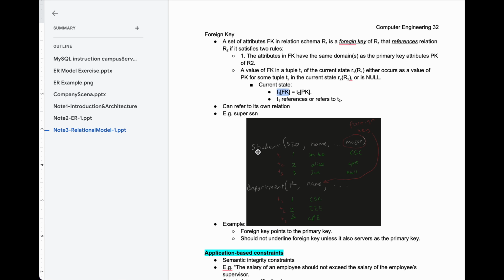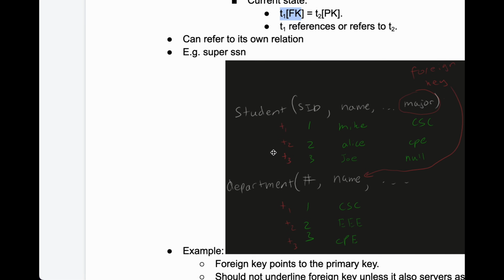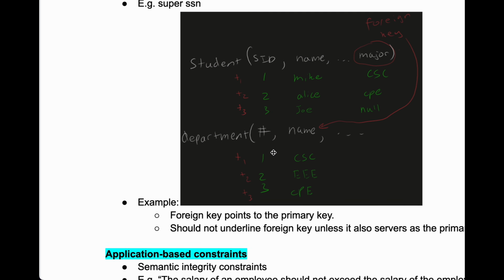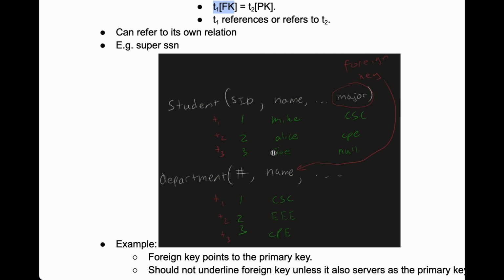If we have an example here, we have a student ID number, a name, and a major, and then we have the department. In this department, we have the number, the name, and so on. The important part is the major. The major is a foreign key and it relates to the department name. Because if the major doesn't exist, that means we don't have something for the department name. So if there is no department name, like let's say there was no CSC, then this major would not exist. So the foreign key must point to the primary key of this department.